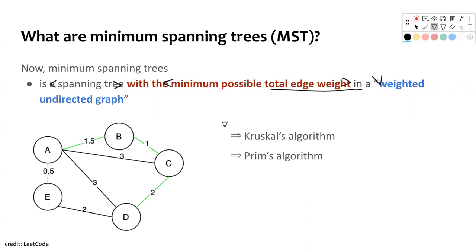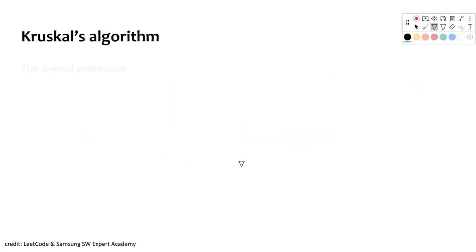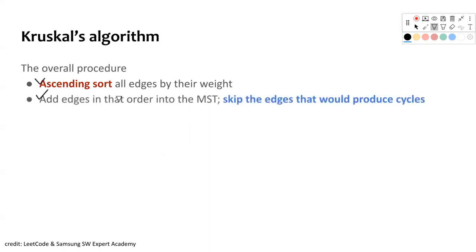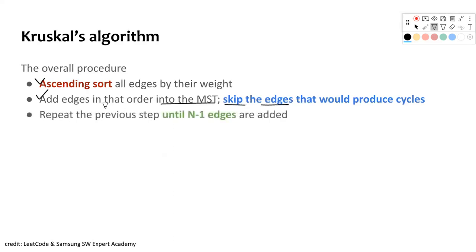And there are two algorithms to find minimum spanning trees. The first one is Kruskal's algorithm, and the second one is Prim's algorithm. And in this class, let's talk about Kruskal's algorithm first. The overall procedure is like this. We are going to sort all edges in ascending order, and then add edges in that order into the MST. And we are going to skip some edges that will produce cycles. And repeat these two processes until n minus 1 edges are connected.